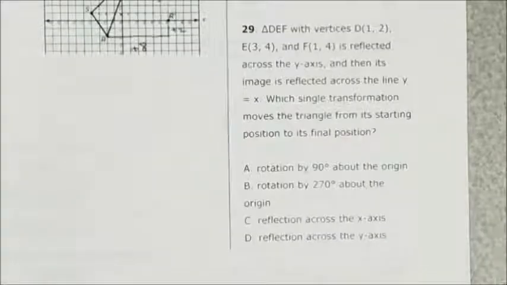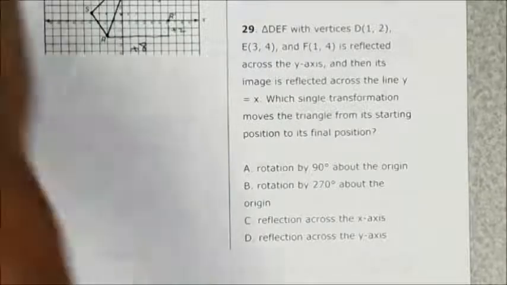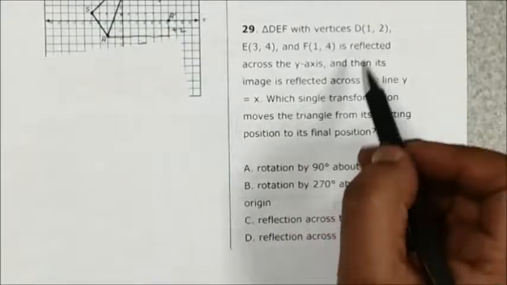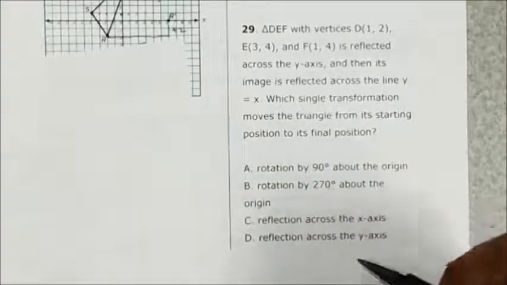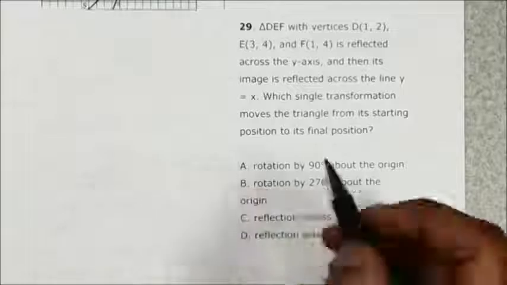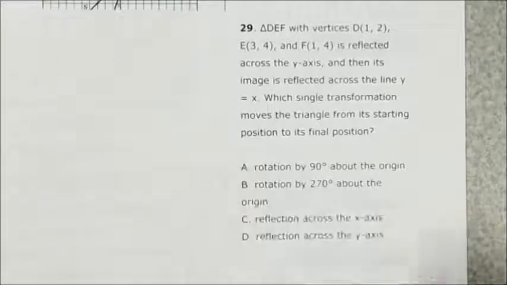All right, number 29 says triangle DEF with vertices 1, 2, 3, 4, and 1, 4 is reflected across the y-axis. Then its image is reflected across the y = x line. Which single transformation moves the triangle from its starting position to its final position? For this one, what I want to do is look at just one of these points. And I know that 2 reflections is the same thing as 1 rotation. So that tells me that I'm either looking at A or B.